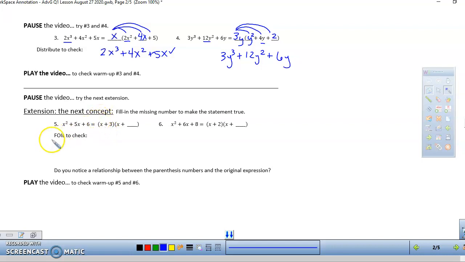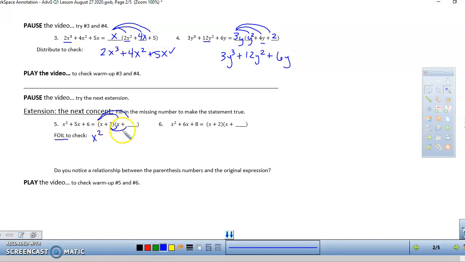Okay, welcome back. So let's go over again what FOIL stands for. FOIL has to do with multiplying 2 binomials. Binomials have 2 terms. Trinomials have 3 terms. So first is multiplying the 2 first pieces of the binomials. So x times x would be x squared. Okay, O stands for outside. So the x times the outside number, which we will get to here in a second. I stands for the inside. And then L stands for the last 2.